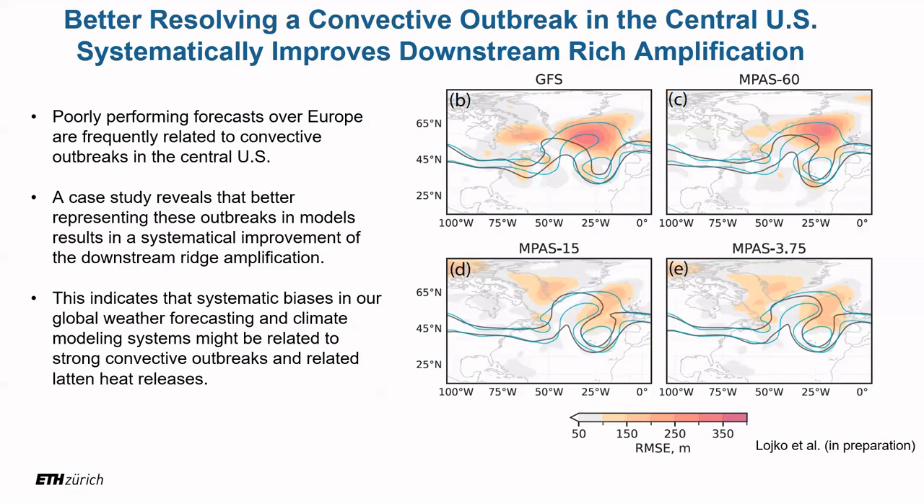So this is MPAS. This is a newer model from NCAR, a global model similar to ICON, I would say. And then when we get to 15 kilometers and 3.75 kilometers, you can see that we can much better simulate this anticyclonic wave breaking, and the RMSE biases in the 500 hectopascal height are reduced. So this is, I think, very encouraging to see. Of course, this is only one case, and we want to do more and better understand the processes happening there. I think those cases are extremely important because they are often connected to extreme events.